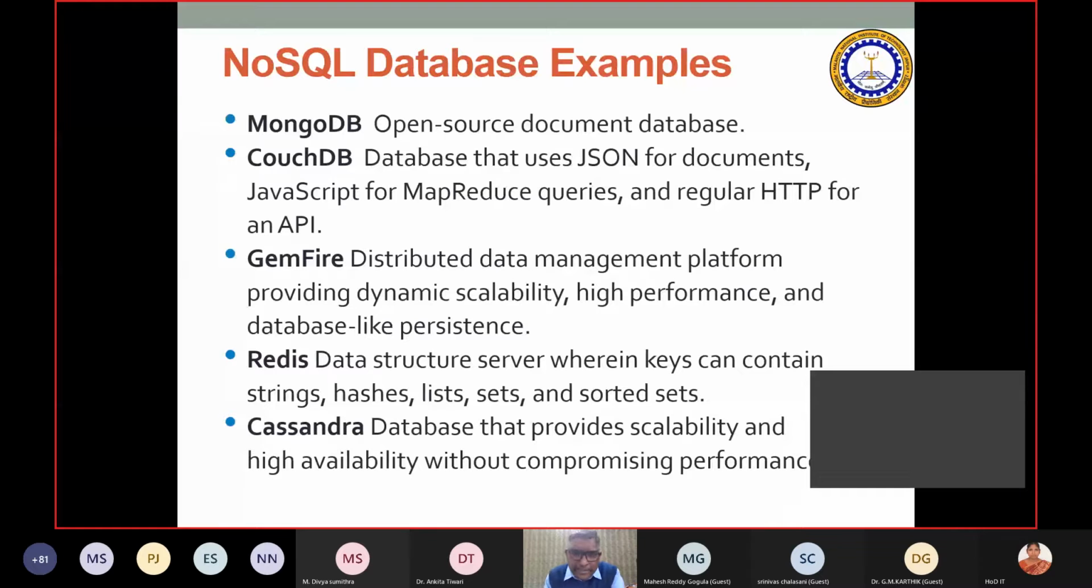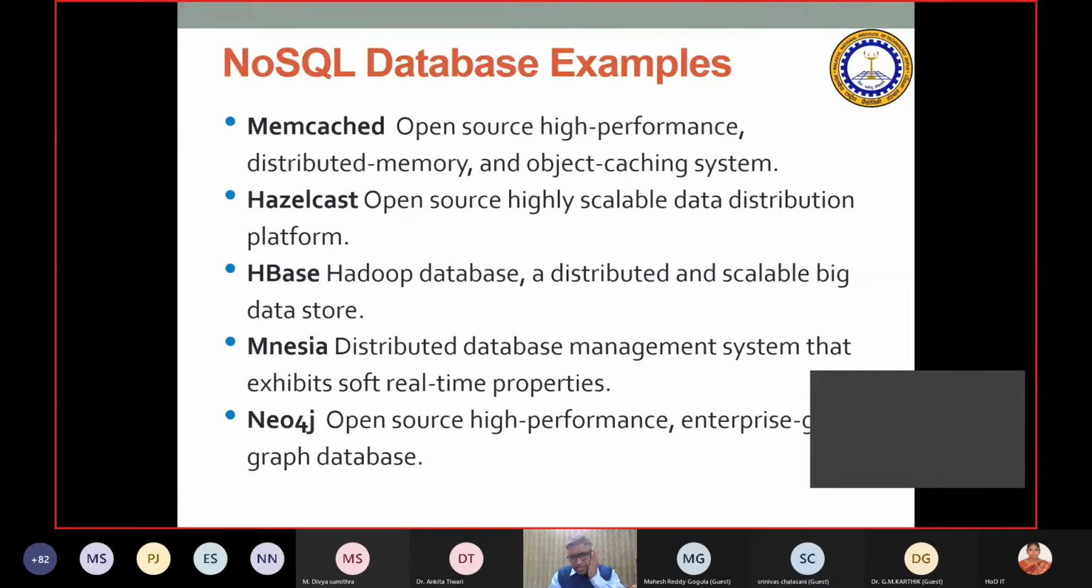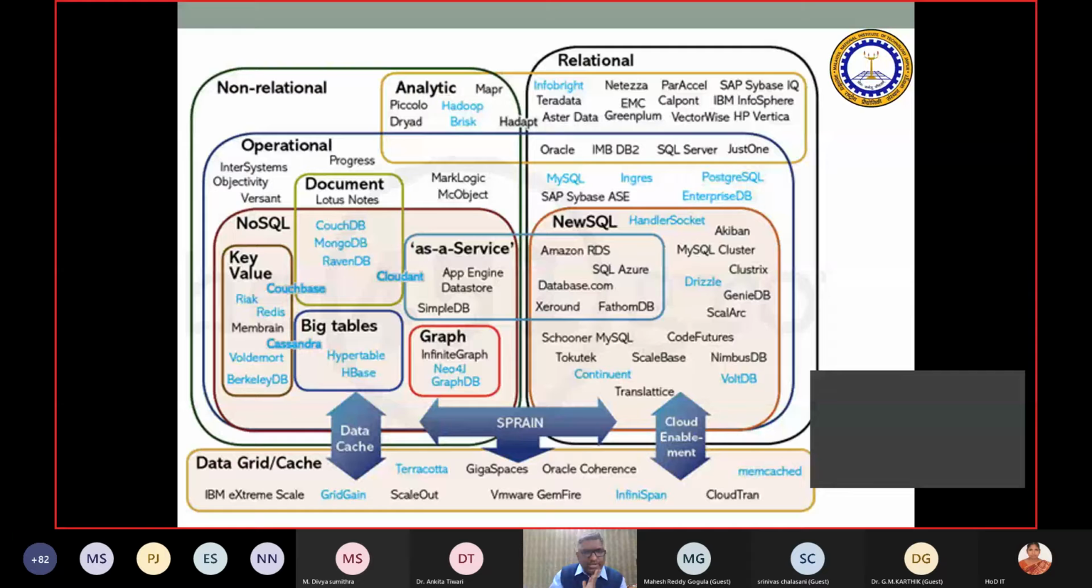So these are different examples: MongoDB, CouchDB, Gemfire, Redis, Cassandra, Memcached, Hazelcast, HBase, Amnesia, Neo4j, right? And this is a big diagram that you can look at. If you understand relational databases, these are all the relational databases: Oracle, which are basically used for analytics, IBM DB2, SQL Server, and all. And the NewSQL, so the MySQL cluster, Clustrix, there are a variety of things which have come in.